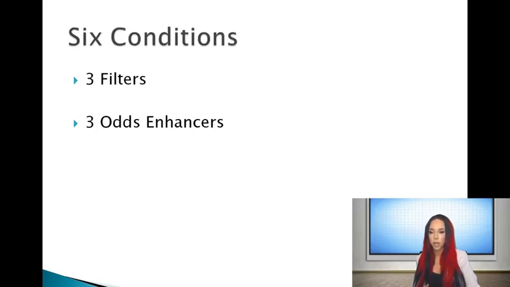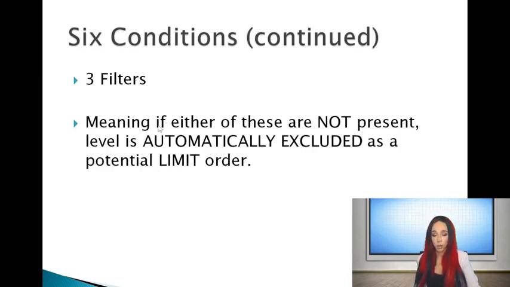To begin with, there are 6 conditions that need to be satisfied before you would even qualify the zones as tradable levels. There are 3 filters and 3 odds enhancers. Filters: if any of these 3 filters are not there, the level will not be suitable for limit orders. Now, it might still be tradable, but through confirmation entries the market stalker's way, which means looking at the developing price action at the level. But if you're only trading through supply and demand, for now let's stick to these rules.